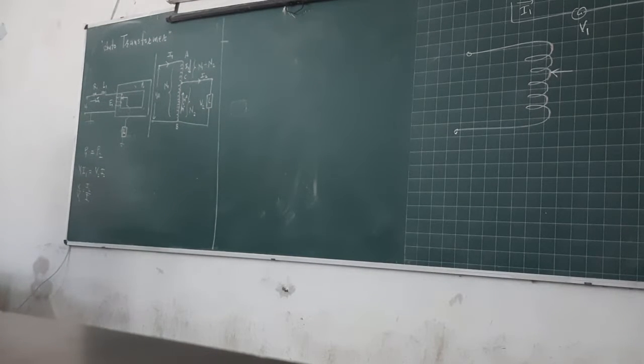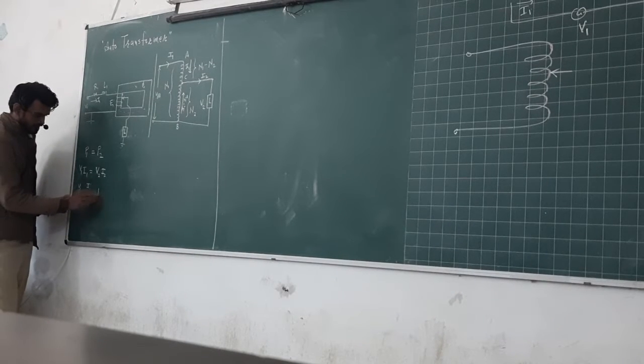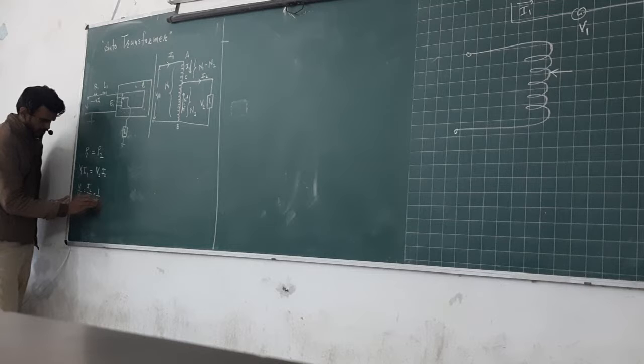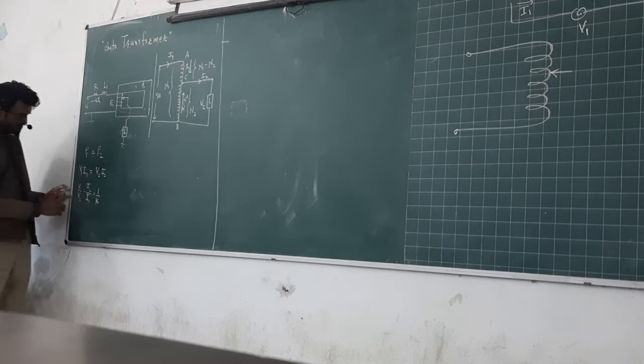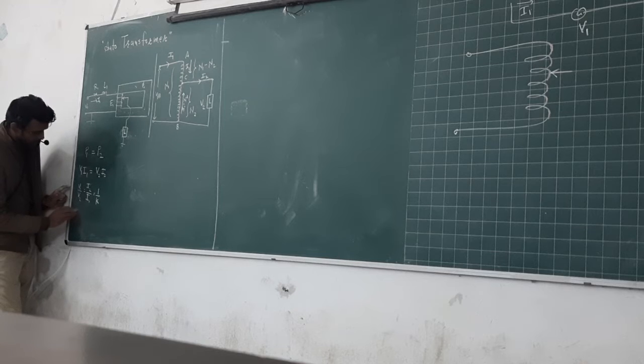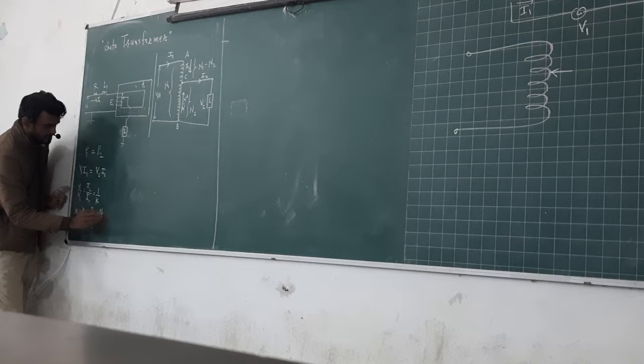And that is the transformation ratio, 1 divided by K. It is standardly expected that K is V2 by V1. So you can write down here K is V2 by V1, I1 by I2, and another thing is N2 by N1.